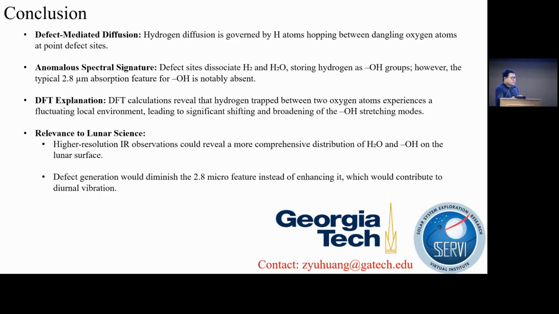The takeaway here is that we have simulated the defect-induced diffusion process, and the defect is strong enough to trap atomic hydrogen, H2, and also molecular water. But the trapped hydrogen forms a bridge between 2 oxygen dangling bonds. We have also performed this vibrational analysis to show that this trapping does not necessarily give you a 2.8 micrometer feature, because of the complicated hopping and stretching. The main takeaway is that we definitely need high resolution spectral observations to fully understand the volatile cycle on the lunar surface. Thank you.